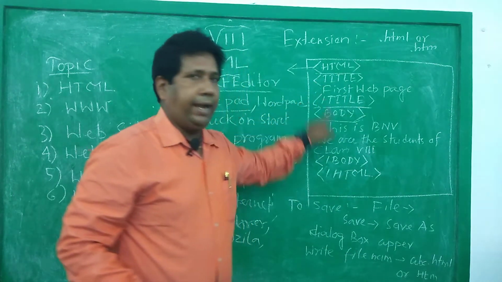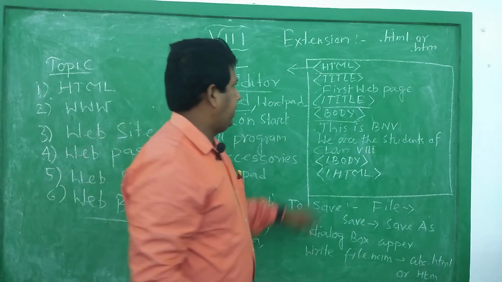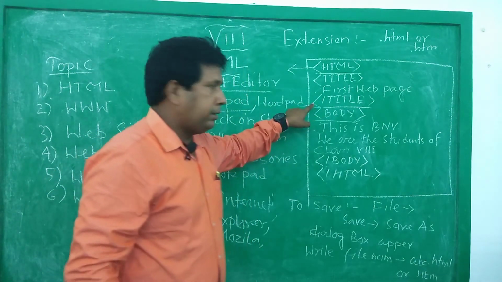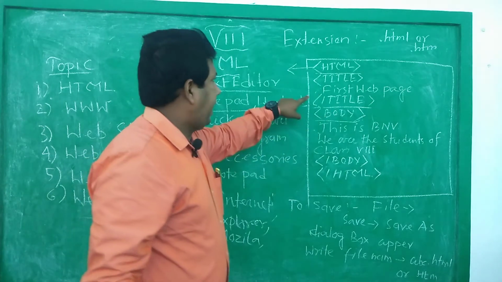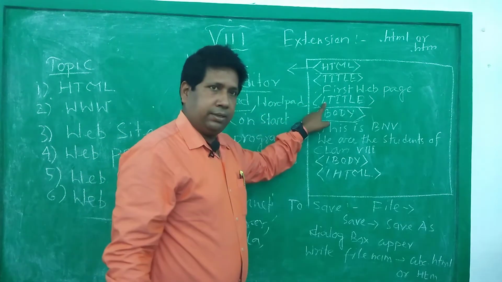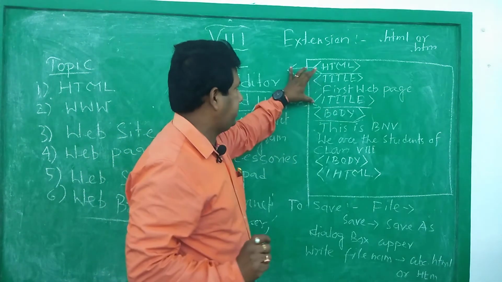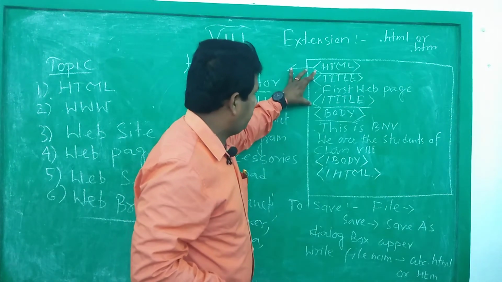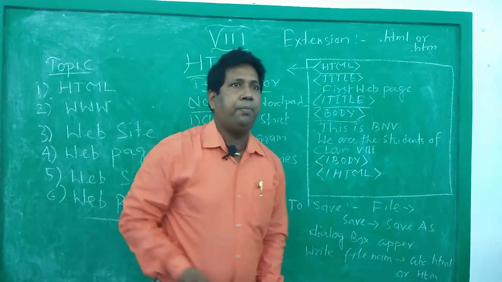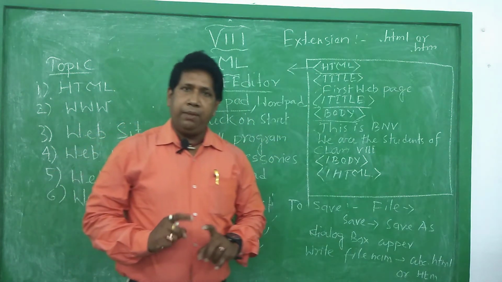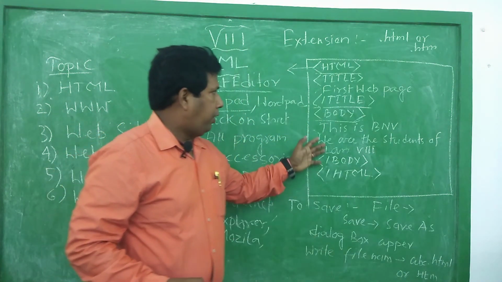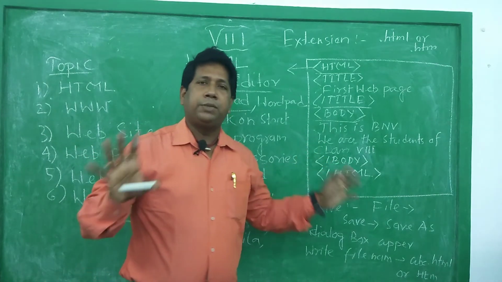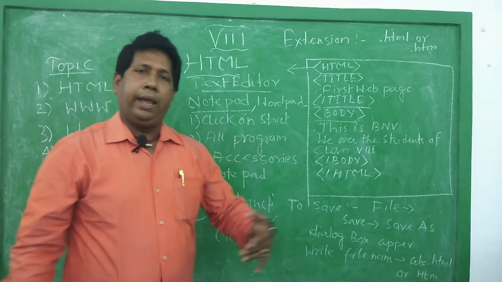Next is title. Title shows the title in the title bar. After that, you must close the tags with slash. With the slash, it means this part is not going on to the next part. That's why this is a closing tag. After that, body is the main part of HTML, which is very important for us because body is used to display all the necessary information in the web page.